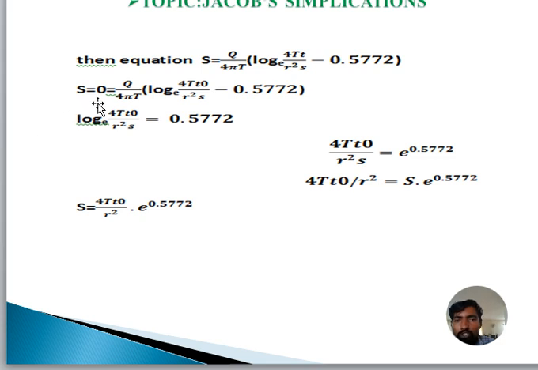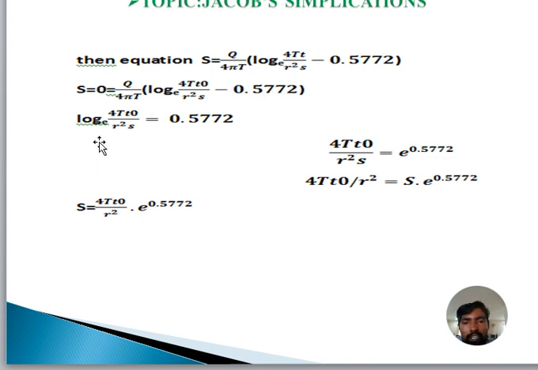So S is equal to 0. Automatically, Q by 4 pi T log e 4 T naught by R square S minus 0.5772. The S equal to 0 value and T equal to 0 value are represented here. Substituting in this case S is equal to 0, so okay, we are satisfied.